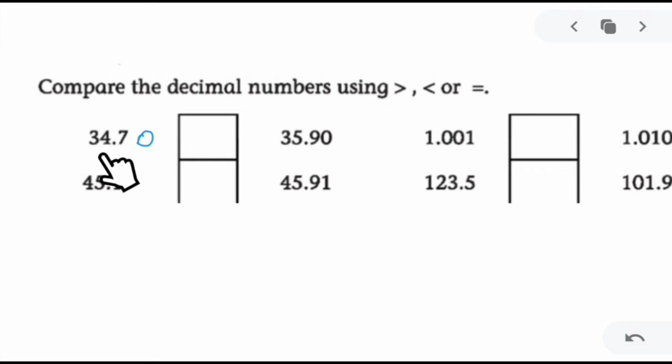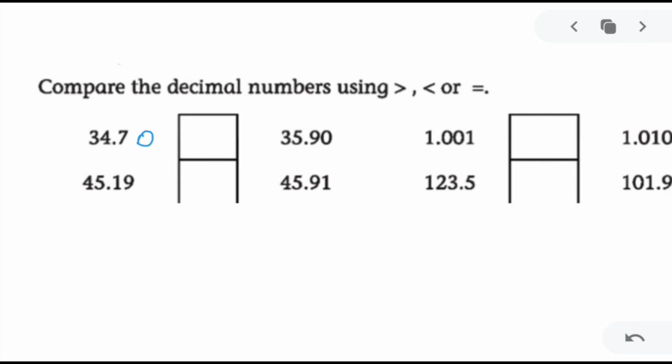So now 34.70, here also 2 digits. Okay, so first I want to change all the decimal numbers to like decimals, then after that we will do the comparison. So 45.19, here also 2 digits, here also 2 digits. In the decimal part, here 3 digits, here 3 digits. 123.5, so in the decimal part only 1 digit, 101.9, here also only 1 digit.